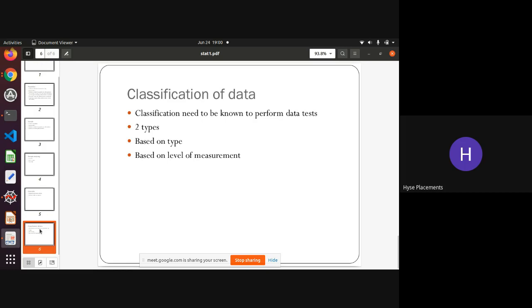Okay. So now we have learned about population and samples. Now we'll see how the data is classified. Classification needs to be known to perform data tests.